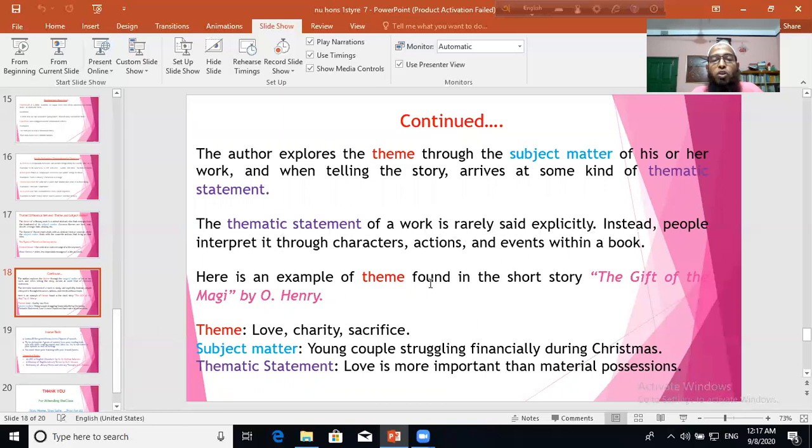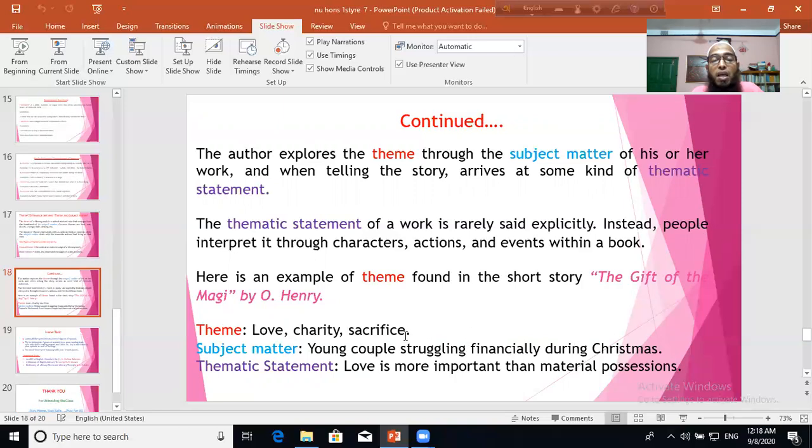Here is an example of theme found in the short story, The Gift of the Magi. You have a short story, The Gift of the Magi, written by O. Henry. What is the theme of the story? Love, charity, sacrifice. These are the theme, abstract ideas, abstract nouns. And what is the subject matter? Subject matter is the story of Jim and Della, a young couple struggling financially during Christmas. I think you know the story, you have read it by this time, of course. So that is the subject matter. Subject matter is the activities that are happening in the story.